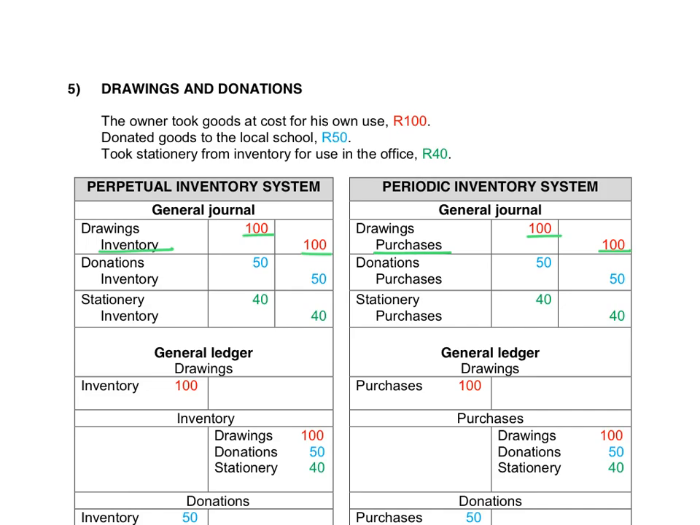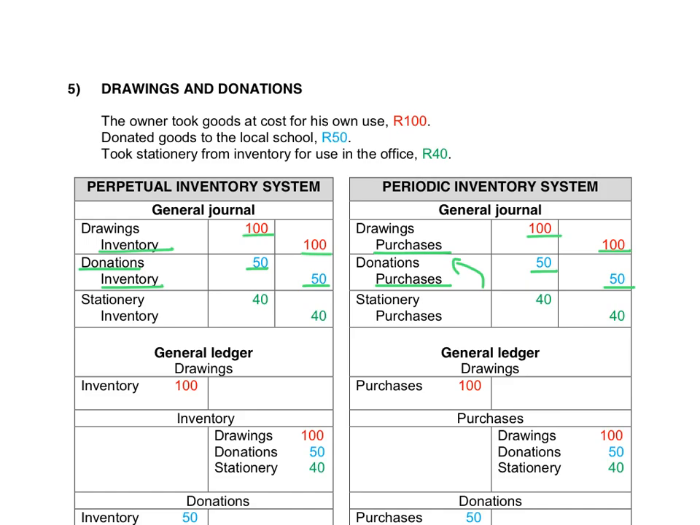Donated goods to the local school for 50, so donations expense will be debited. Inventory is credited in the perpetual system because we want to decrease the asset for inventory. We have less goods available to sell. In the periodic system, the purchases account is credited because we want to reduce the expense for purchases to show that the expense decreased and it was transferred to the actual expense that must be recorded in the financial statements.